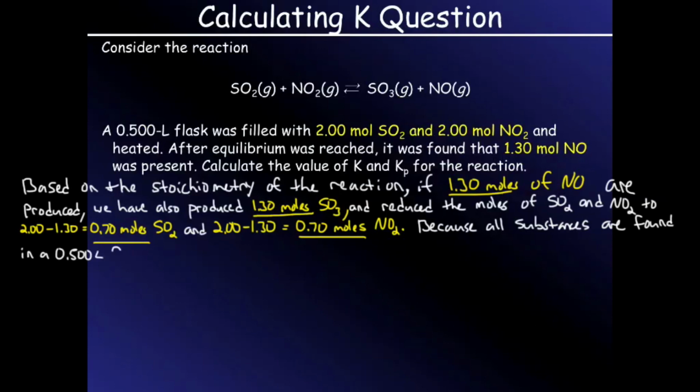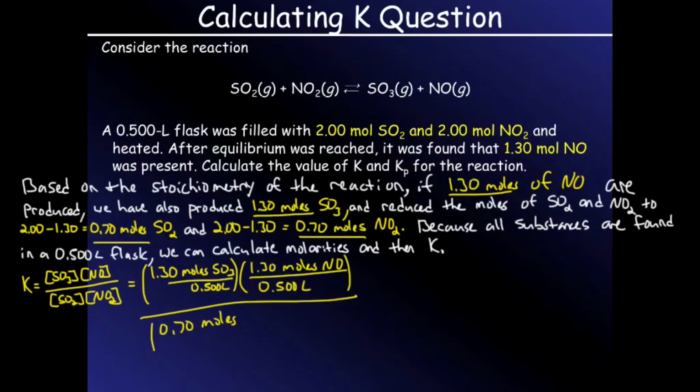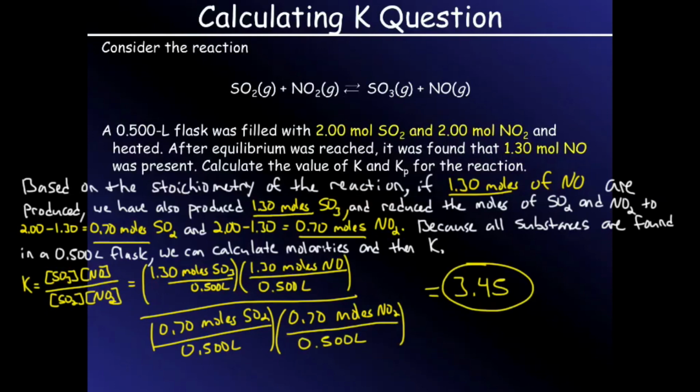Once we have our moles, then we can recognize that the flask is only 0.5 liters, so we can divide all of these mole values by the 0.5 liters and plug them into the K expression to solve for K, which is 3.45.